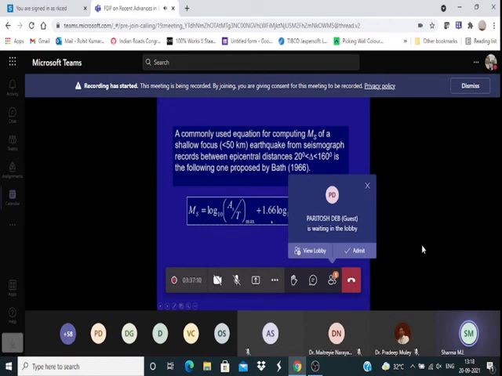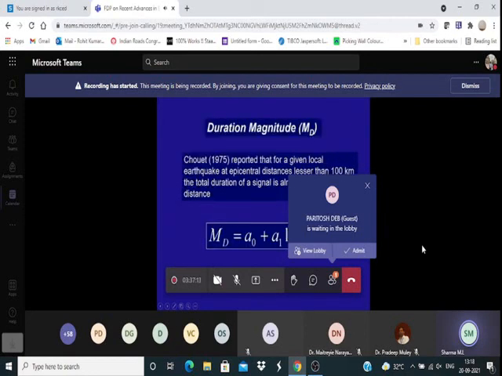Other magnitude scales are also there, say duration magnitude. You find the duration, and project it for your area. So if you have some magnitude already found in your area, then you find the MD for that based on the duration, and then do the regression analysis and try to find the A0 and A1, these coefficients.